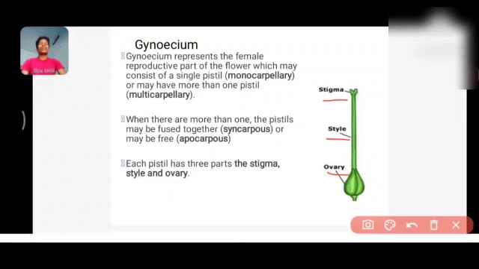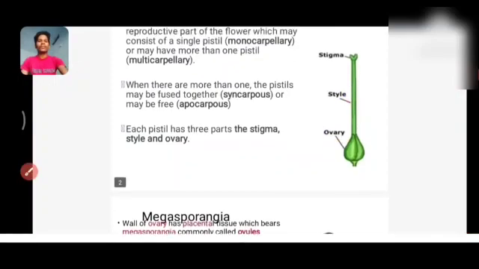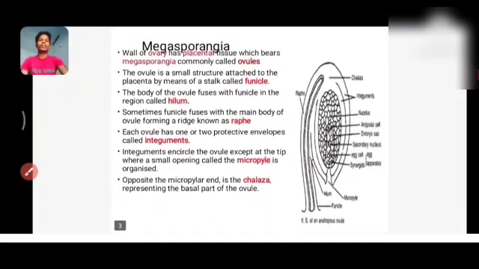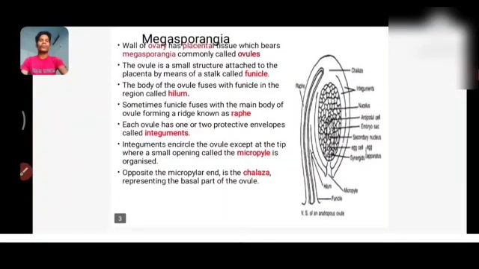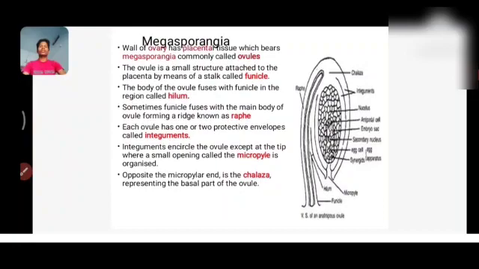Placenta is the part of the ovule and part of the ovary, where the funicle is present. Its function is to provide connection with the walls of the ovary and flower. It provides nutrition to the new developing embryo sac. Okay, and the structure of the ovule is the megasporangium. It is also called the megasporangium.